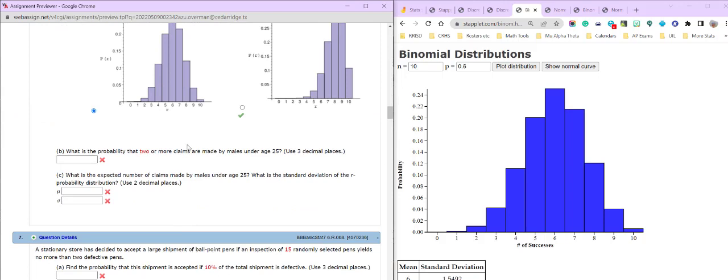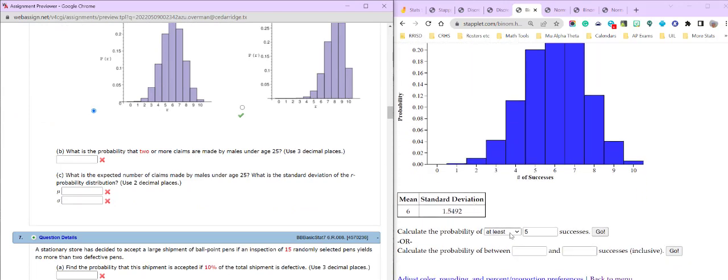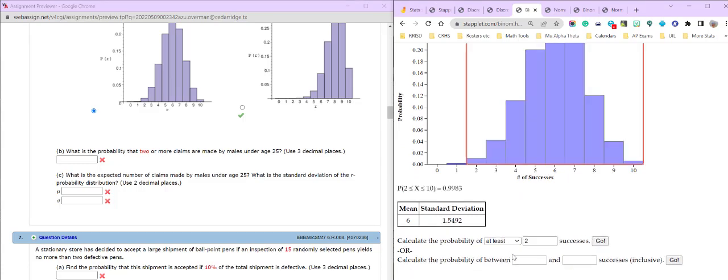Voila. What is the probability that 2 or more? That means at least 2. And hit go. Or I could have also said from 2 to 10. That would have also worked. So my probability you can see is 0.9983. If I went like that, I still get 0.9983. And then right above it, you have the mean, which is 6. And your standard deviation is 1.5492.